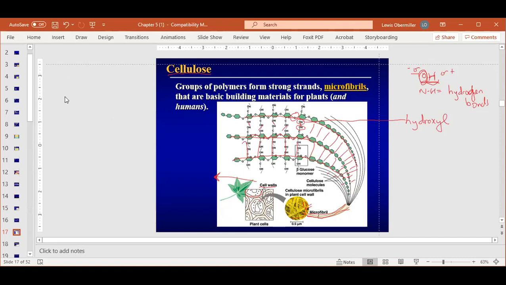So on the test, remember cellulose is made up of beta 1,4 bonds. These are indigestible by most organisms. So, you know, we're not talking about cows and stuff like that, but for the most part, most animals can't digest this because of the structure. And these beta 1,4 bonds make lots of hydrogen bonds that give it its strength. All right.